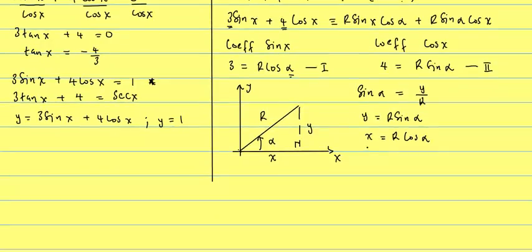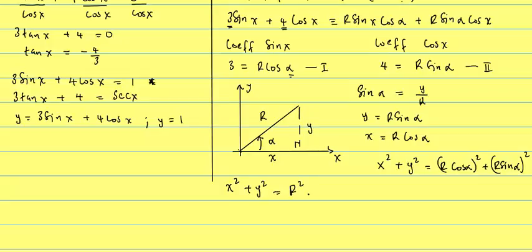Now, by Pythagoras Theorem, we know that x squared plus y squared should be equal to, well, x is equal to r cos alpha, so that has to be squared as well, (r cos alpha) squared, plus y squared, which is (r sine alpha), and that is also squared. If I expand the right hand side and get rid of the brackets, I'm going to have x squared plus y squared being equal to r squared cos squared alpha plus r squared sine squared alpha.